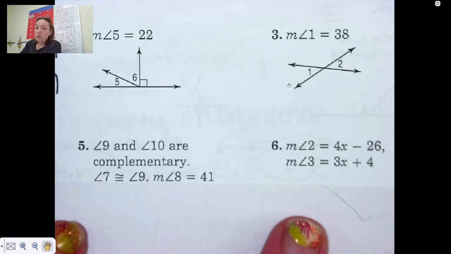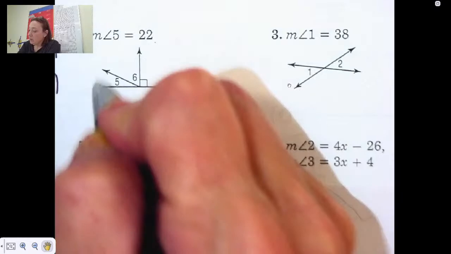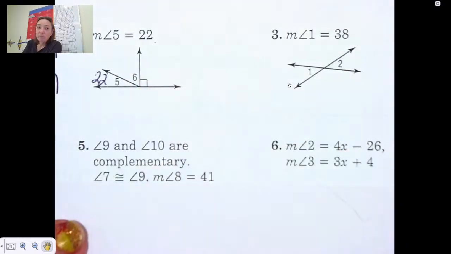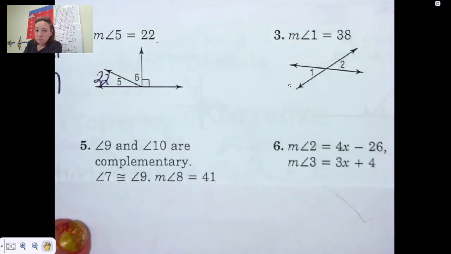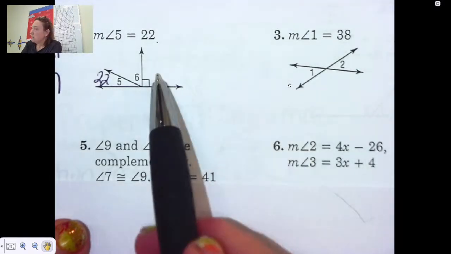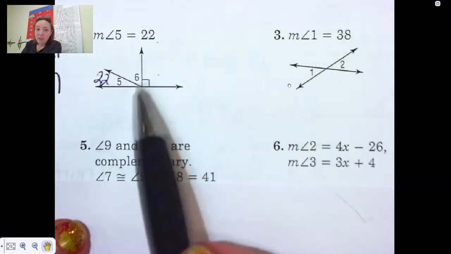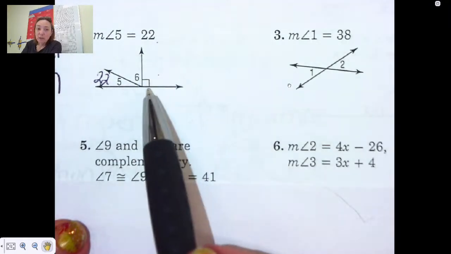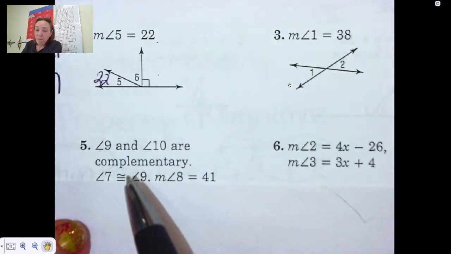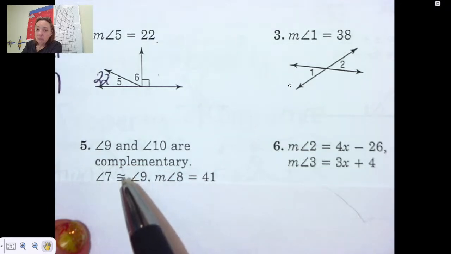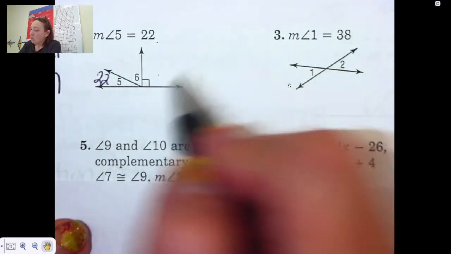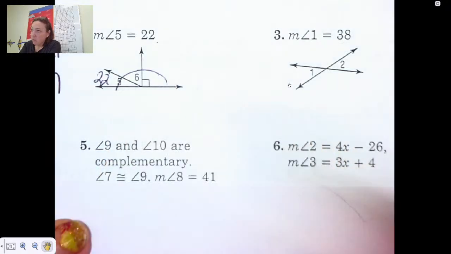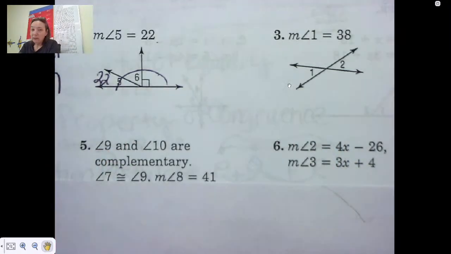All right, let's look at number 2. So, measure of angle 5 is 22 degrees. I'm going to mark that on my diagram. Tell me what you know. This angle over here is 90, right? And we know that because it's indicated by the square. Okay, what else do we know? So all together they have to equal 180 because they make a line, right?